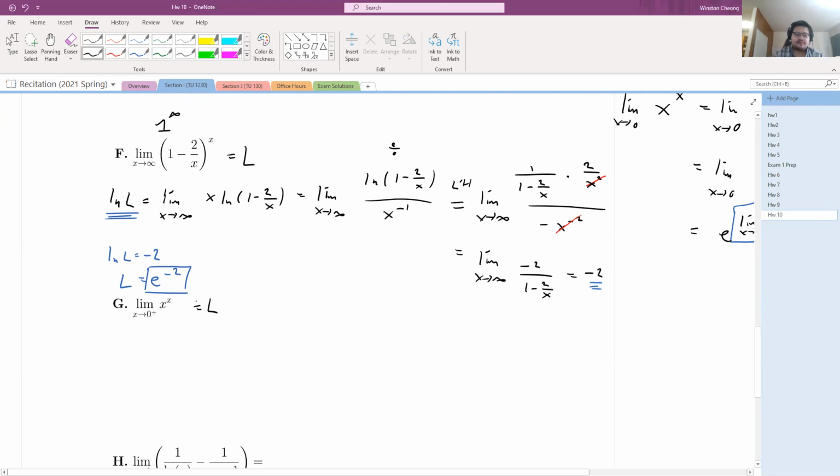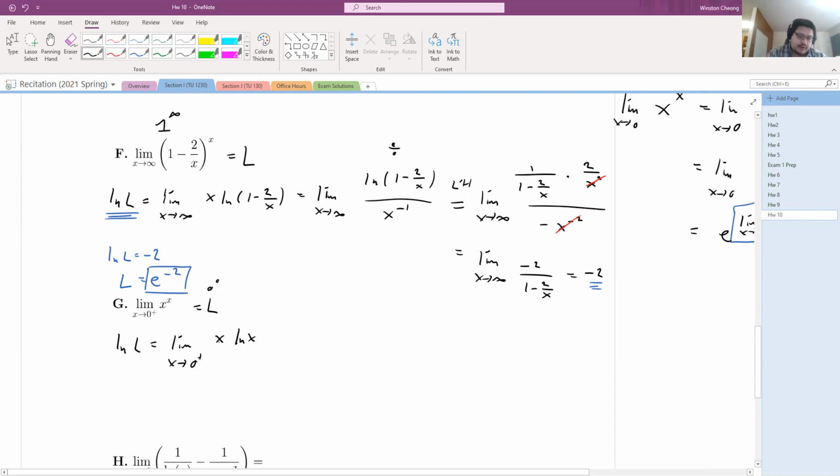Let this guy be L. First of all, we know this is 0 to the 0. This is an indeterminate form with an exponential. So you need to take a logarithm. We set the whole problem equal to L and take the logarithm of both sides. Then we take the logarithm of x raised to the x. That's going to lower the exponent. And so we have that, right? This is our subproblem that we're trying to solve for.